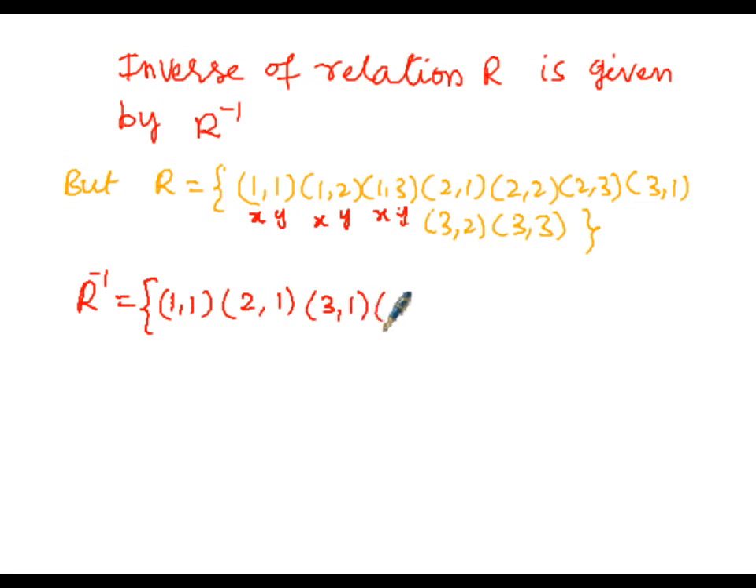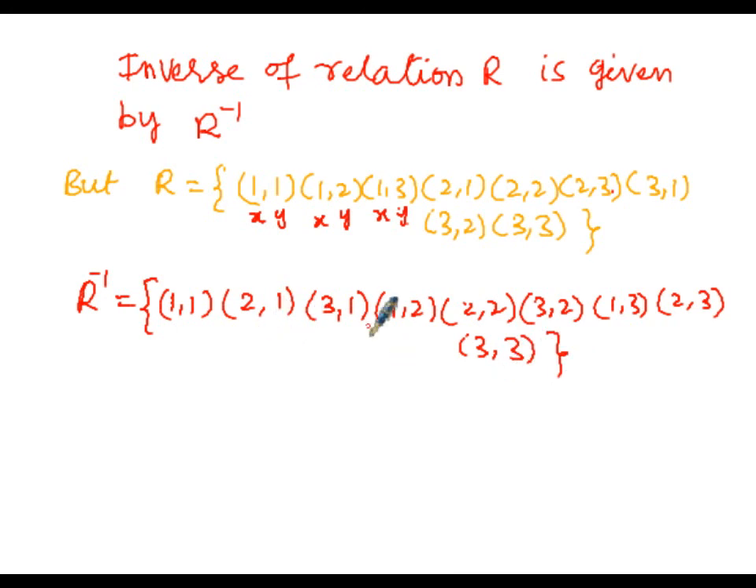Similarly, we have to interchange the coordinates of each and every ordered pair. So (2, 1) becomes (1, 2), (2, 2) remains (2, 2) itself, (2, 3) can be written as (3, 2), (3, 1) as (1, 3), then (3, 2) as (2, 3), and (3, 3) remains (3, 3) itself. These are the 9 ordered pairs, or 9 elements, of the inverse relation R inverse. From this we have to find the domain as well as the range.